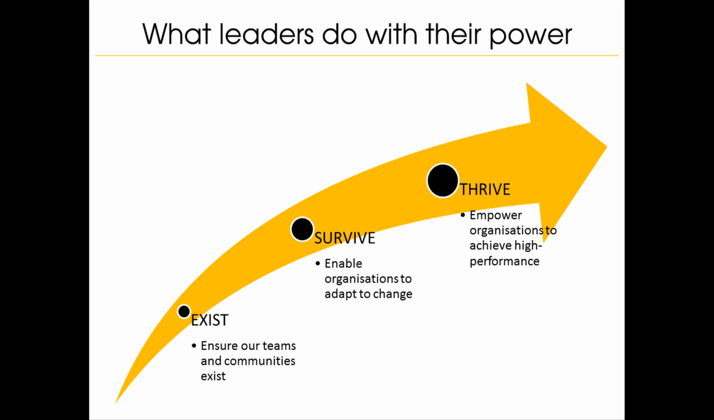Then the third level, the highest level, is thriving. How do you empower your organization to reach high performance, to maximize its creative capability, and thereby achieve its goals and build its vision in the most successful way possible? Your job as a leader, your personal challenge, is to use your individual power to influence your team and organization in such a way that it's hitting these three levels of viability.